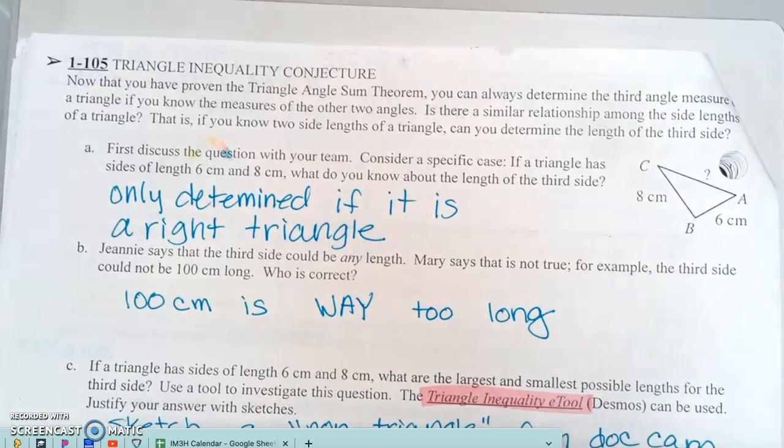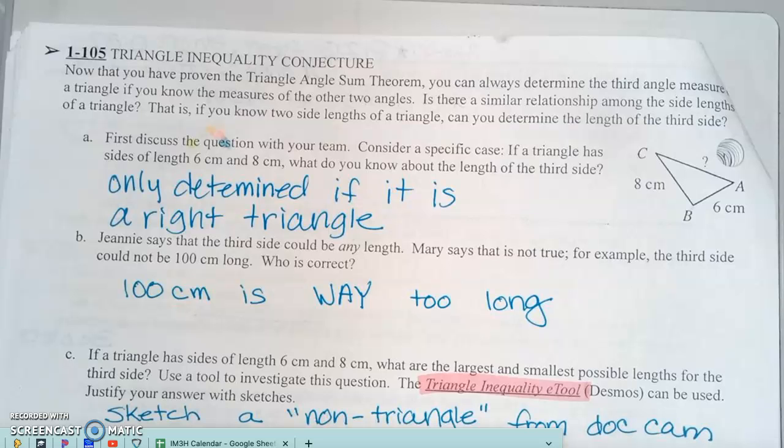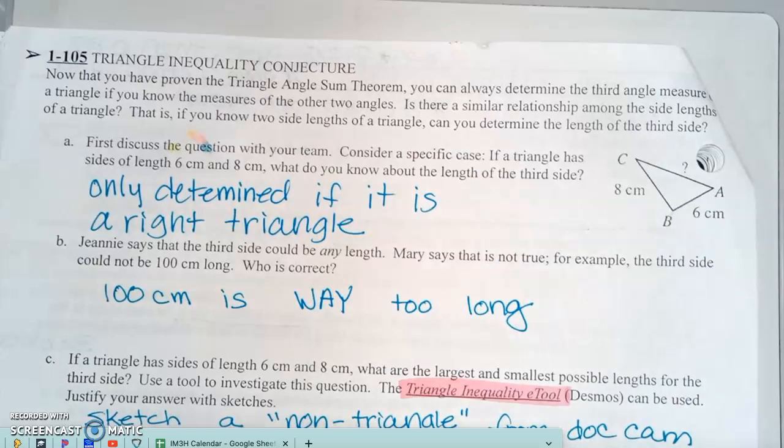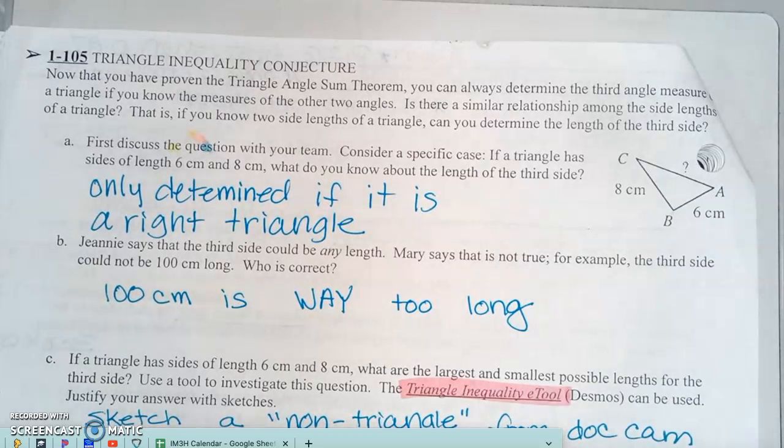Flip over to the top of page 26. Question 105 says the triangle inequality conjecture. Okay. This one is a little more complicated, but it's not horrible compared to always equaling 180. It says, now that you have proven the triangle sum theorem, you can always determine the third angle measure of a triangle if you know the measures of the other two angles.